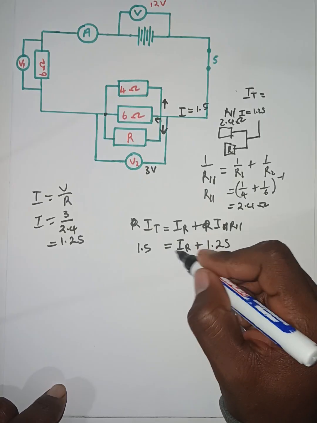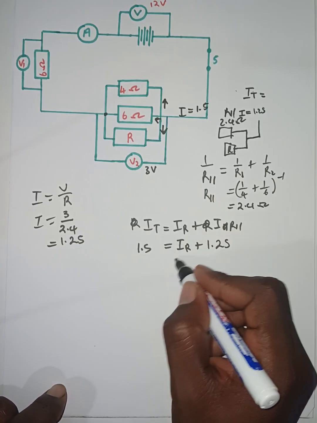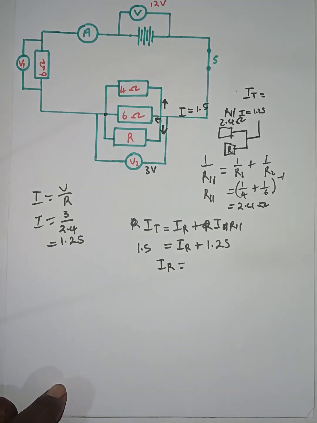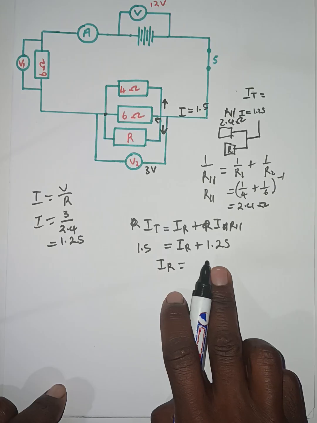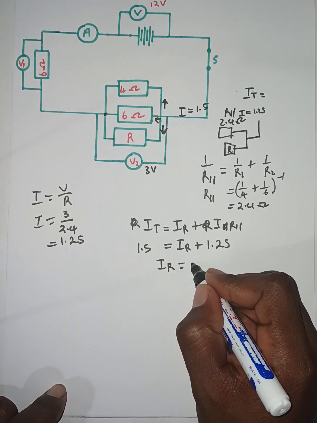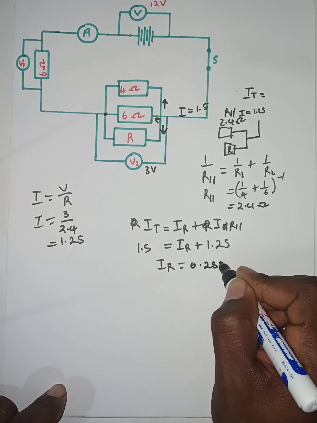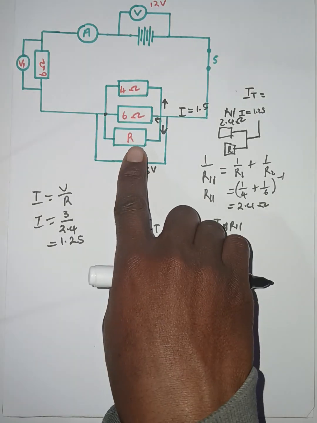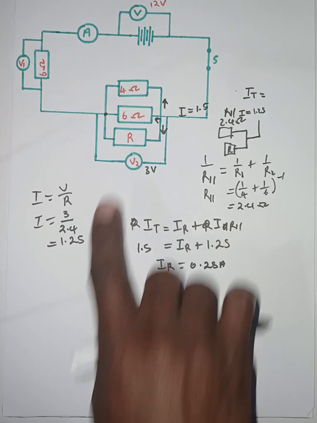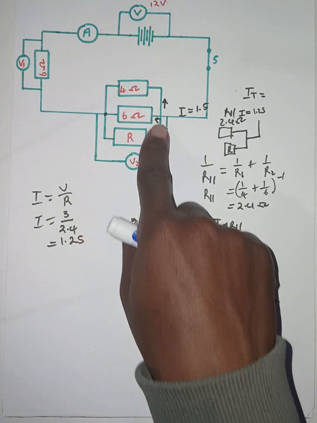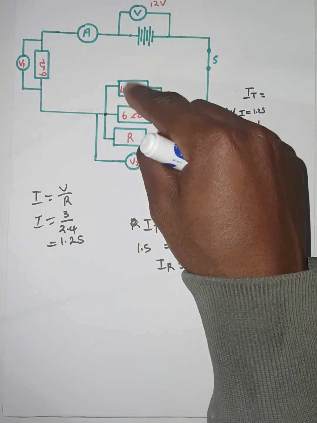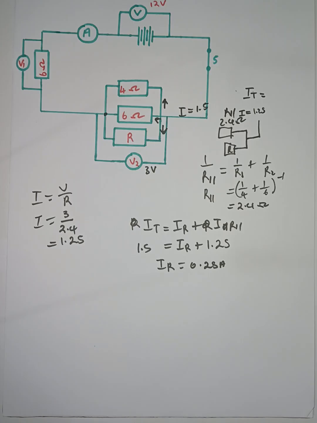If I calculate the current that is passing through that unknown resistor, IR would be equal to 1.5 minus 1.25, so you'd get a value of 0.25 amperes. That would be the current passing through that unknown resistor there. But remember, we know the voltage across that unknown resistor to be 3, because resistors that are parallel to one another have the same voltage. That's one thing you need to note.